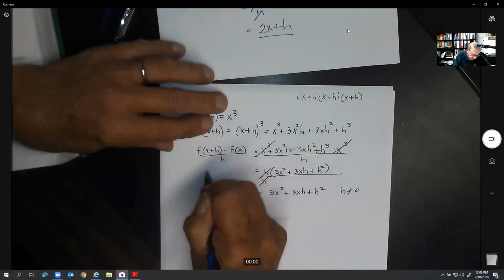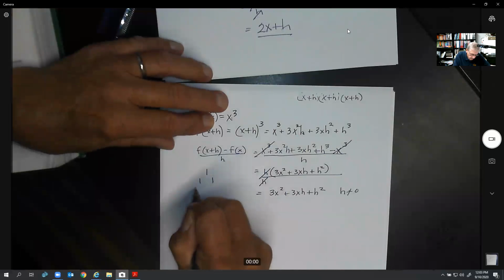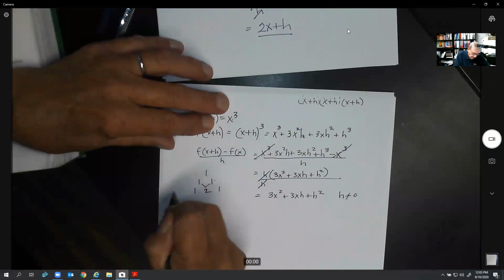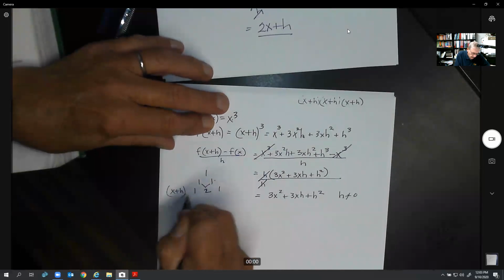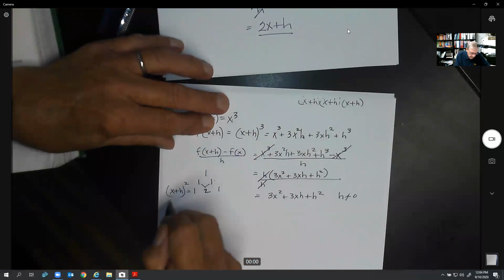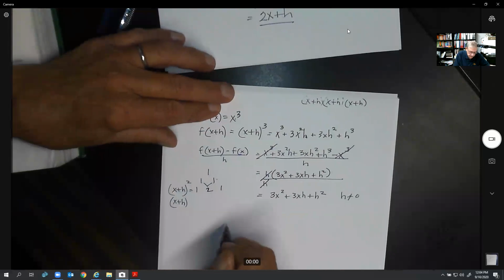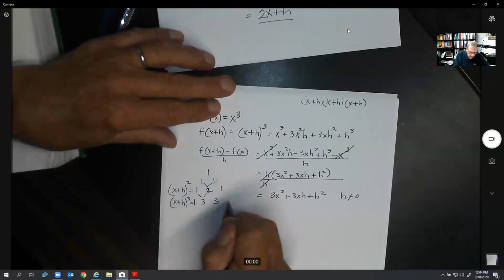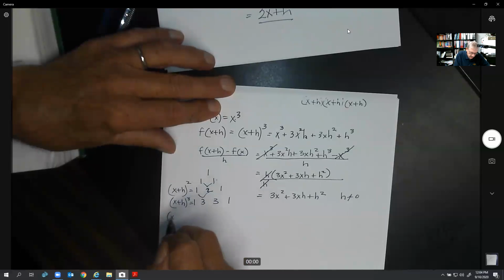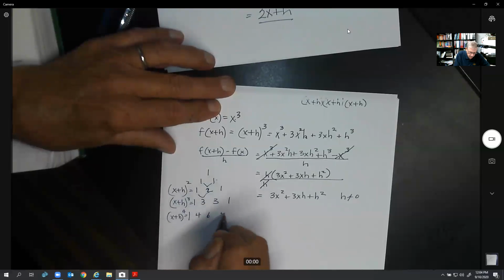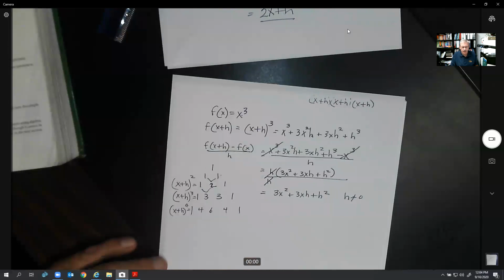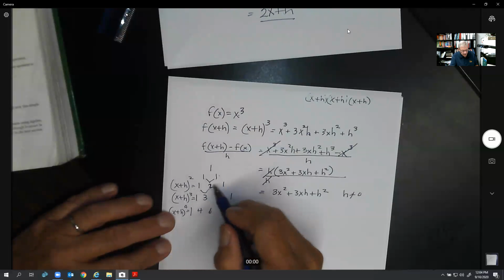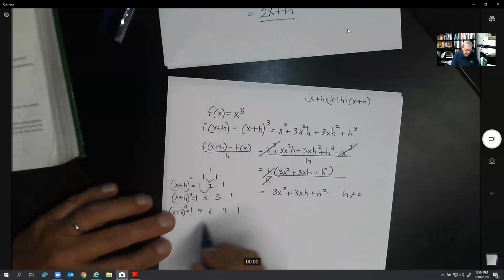Pascal's triangle, I put it down here. 1, 2, 3. See, 1 and 1 is 2. And that would be for x plus h squared. There's your coefficients. X plus h cubed, 1, 3, 3, 1. X plus h to the fourth, 1, 4, 6, 4, 1. You could also use it for Plinko. And when you drop those balls and they bounce around, bomb, bomb, bomb.